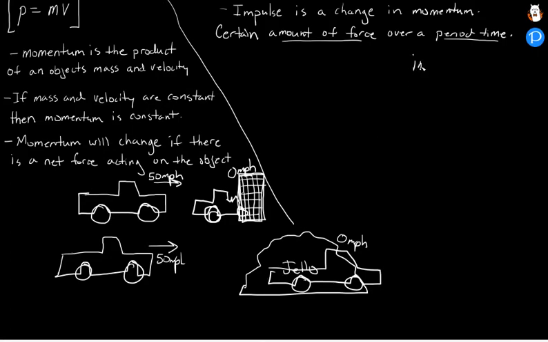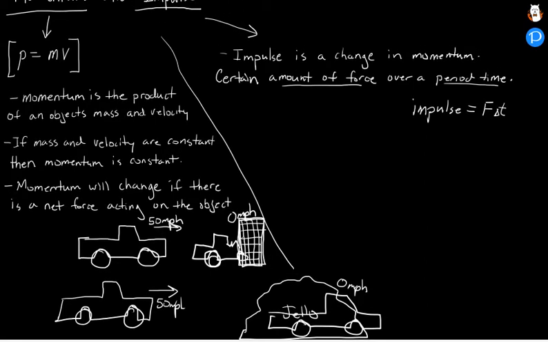So impulse is equal to the net force times the change in time. Again, the impulse is the same for each of these examples. It's just that this has a very large force and small amount of time, and this has a large amount of time and small force from the Jello. But the impulse, or that change in momentum, is the same.